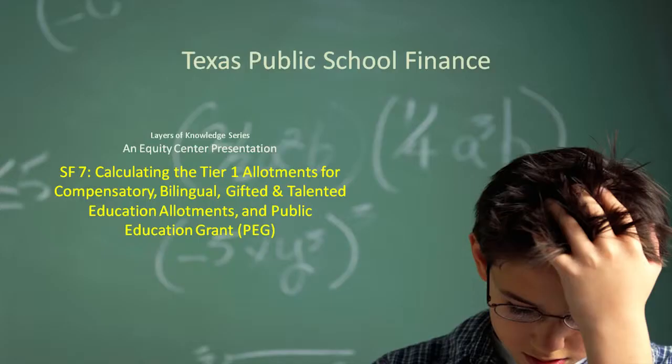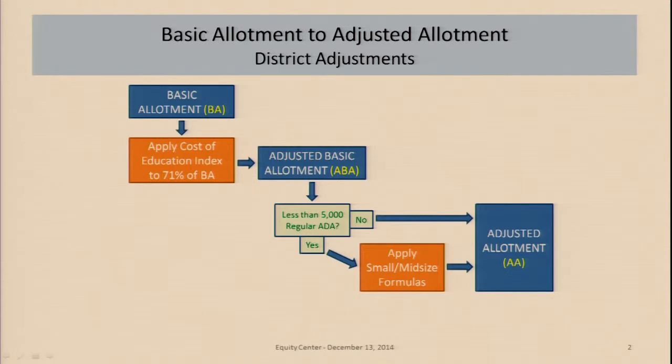And now we've already gotten the allotment for the regular program, and now we're going to get into the special allotments for students with special considerations, certain needs that they have. Just to refresh your memory, in case it's been a little while, of how we got to the adjusted allotment. You start with the basic allotment.